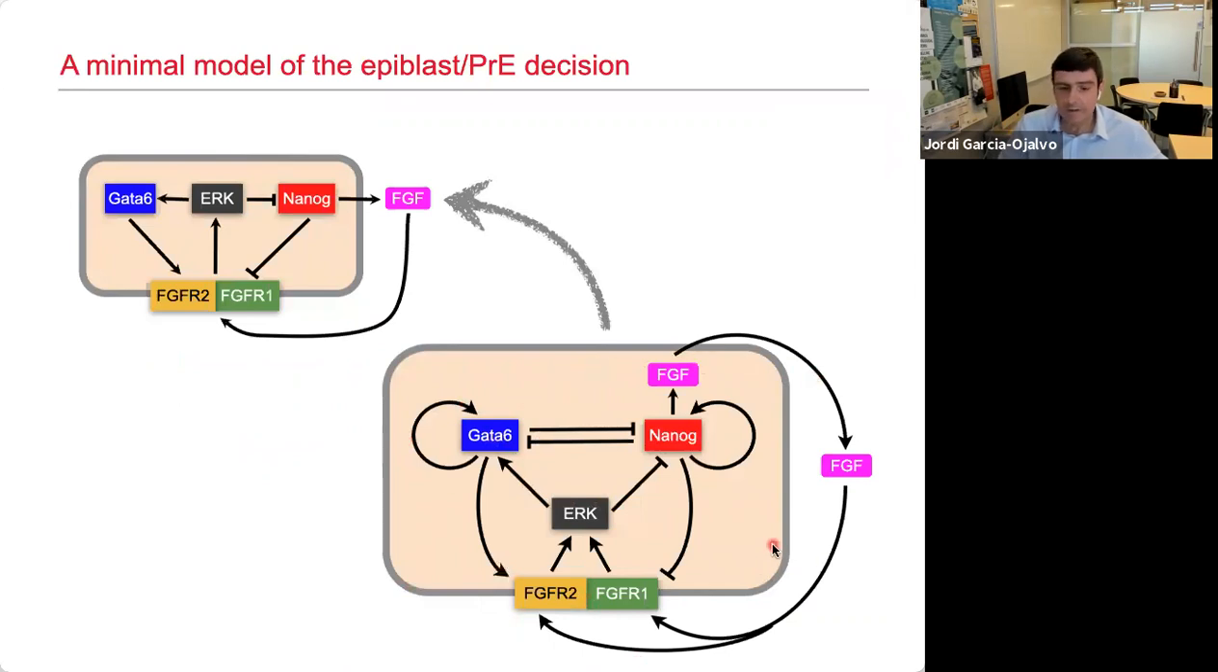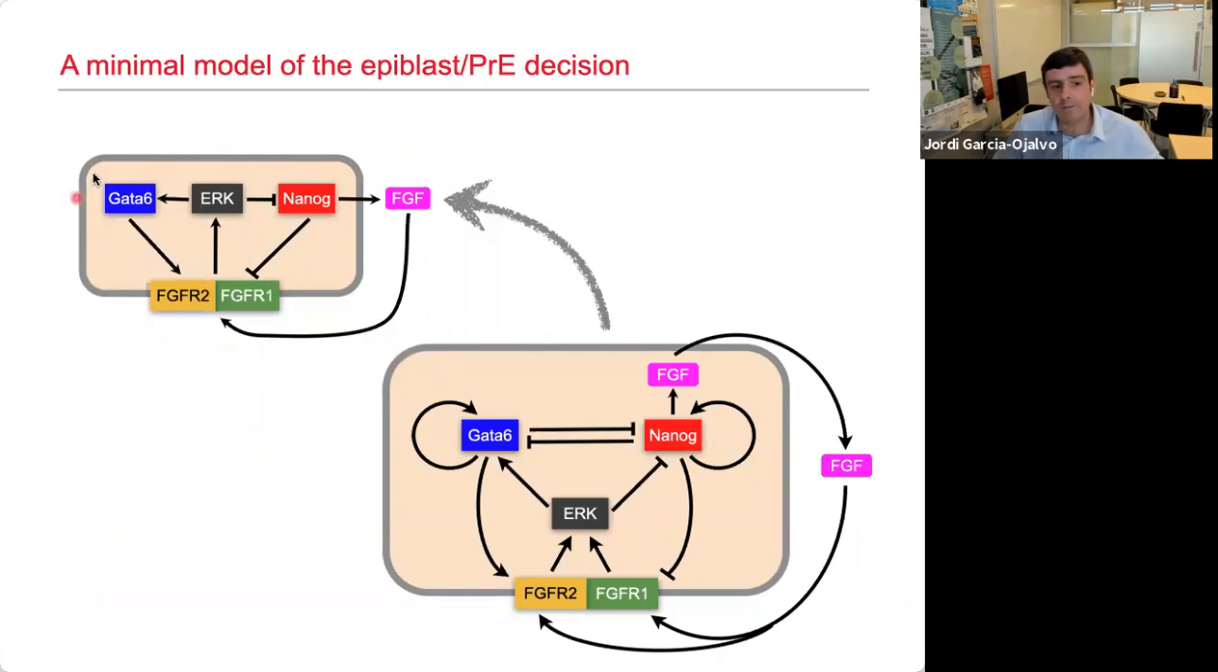This is the scheme. This is basically the same scheme as this one in a different way. Here we have the direct interaction between NANOG and GATA6 and the interaction mediated by the extracellular signaling. So we're going to transform this model into this model here. We are going to eliminate, first of all, this autoactivation. We are going to eliminate the direct mutual inhibition because there is no clear experimental evidence that these interactions exist. So let's eliminate them and go to only the part which is driven by FGF signaling, which is activating this ERK molecule, which is also very common in many other signaling problems in mammalian cells. So let's focus on this model now, which is much simpler than this.